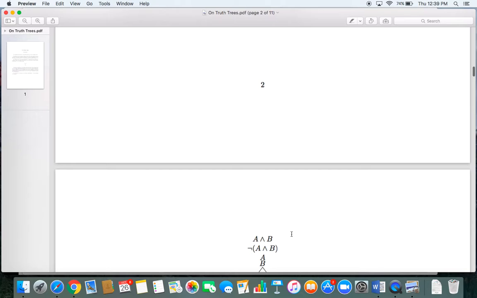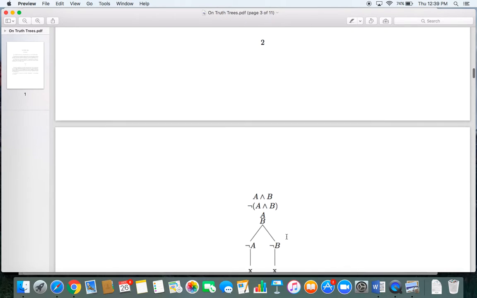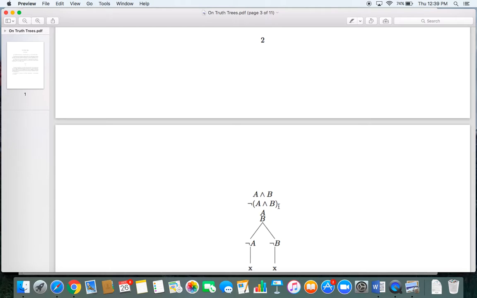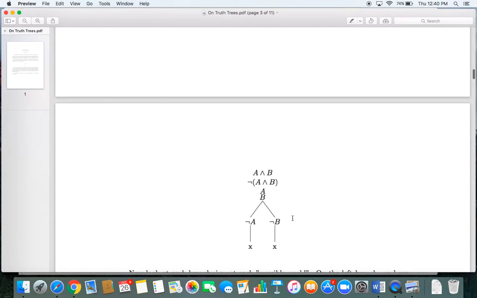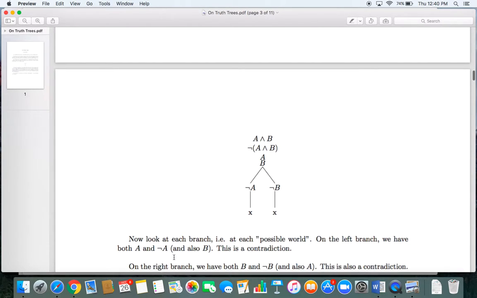We decompose the first sentence first, so we write down A and then B, and then we write down the decomposition of this sentence. So we get this branching pattern, not A and not B. And now here's the idea. We can think of each branch as a kind of possible world. Okay? And if we look here on the left side, we see that we've got not A, but also A. And similarly, if we look on the right branch, we see that we've got not B and also B. Wherever we have that kind of incompatibility, that kind of contradiction, we'll just place an X here to close off the branch.